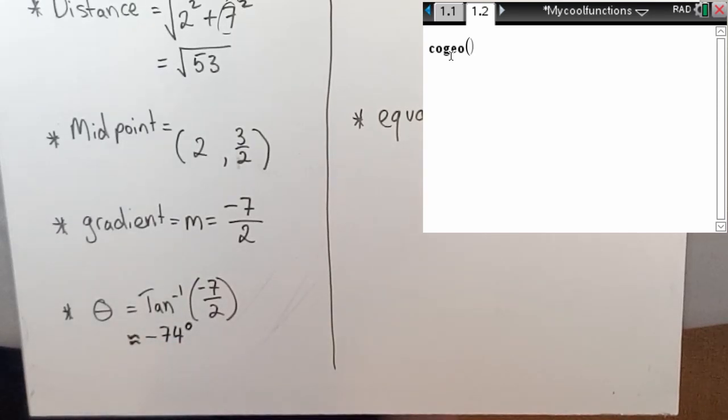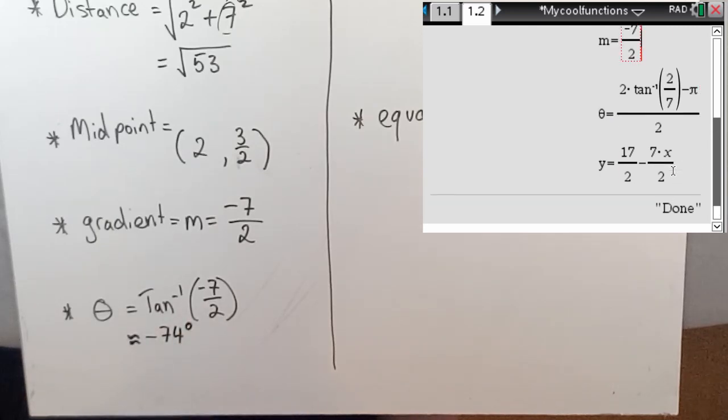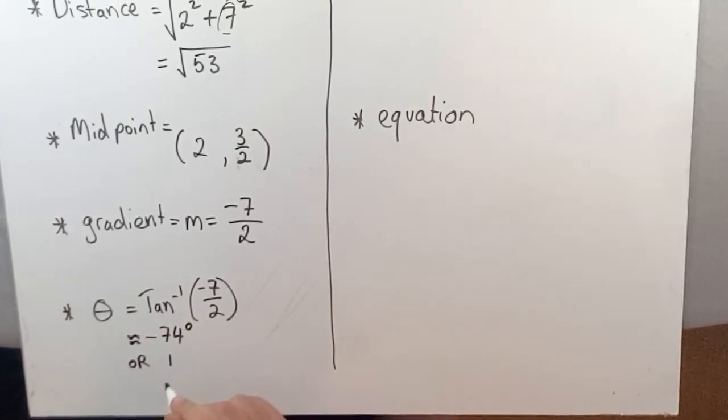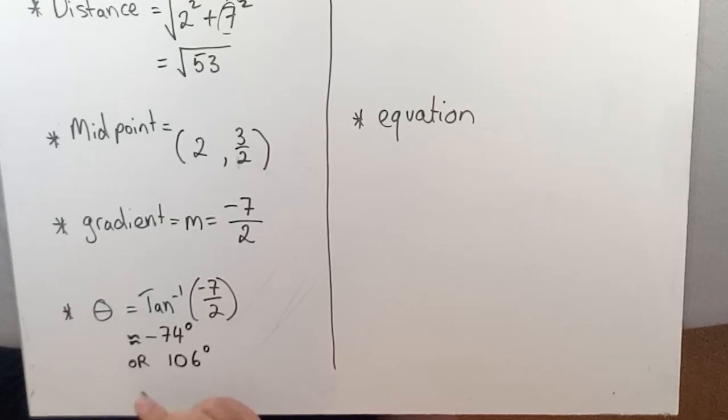So you want to check the question and see if it wanted rounding off to any number of decimal places. But if it wanted the positive angle, okay, so what would I do? I want to add 180 to that. So if I want the angle above, add 180 gives me 106 degrees. Okay, so that's the positive version of the angle there, roughly.